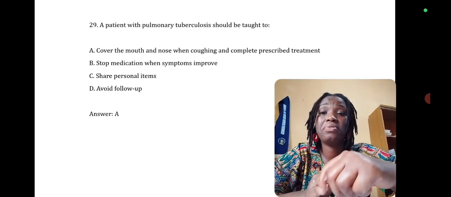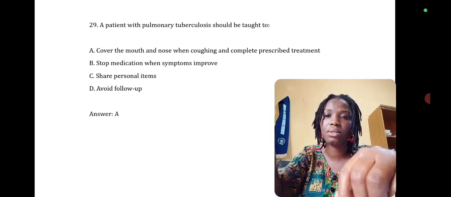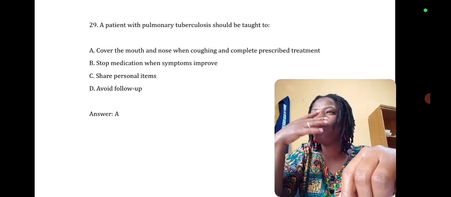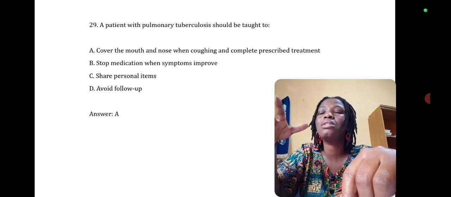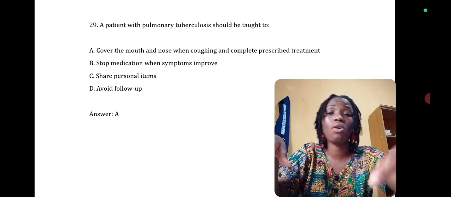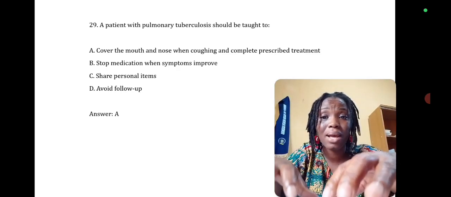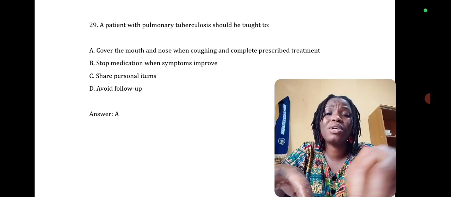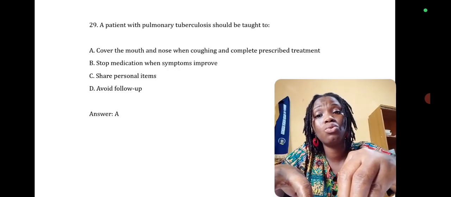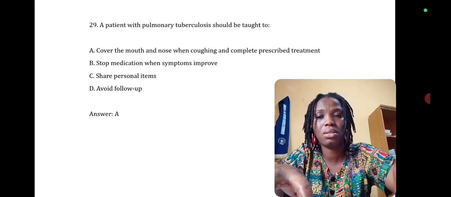It should be reduced, because if you don't cover as you cough, you are spreading it. The air will just carry it. You sneeze, the same thing. That's why if you put yourself in a closed room and you sneeze or cough, when you go outside and come in again, the place will be stuffy. Why? It will be filled with bacteria. So any patient with pulmonary tuberculosis or a communicable respiratory disorder should be taught respiratory hygiene, how to cough and how to sneeze.